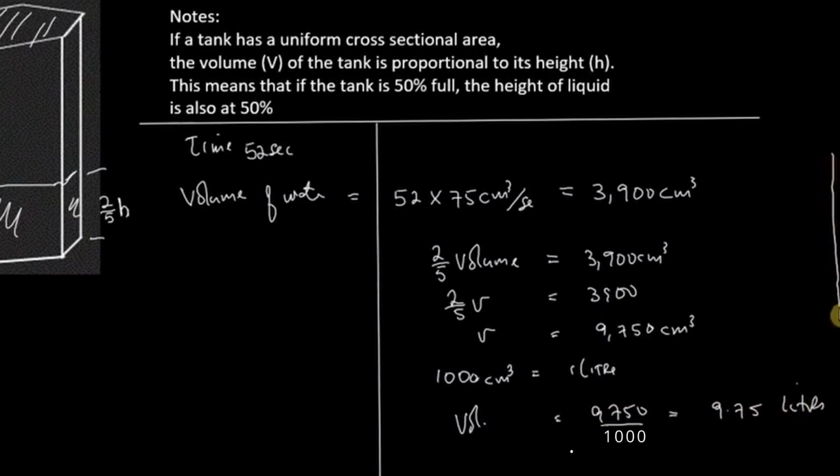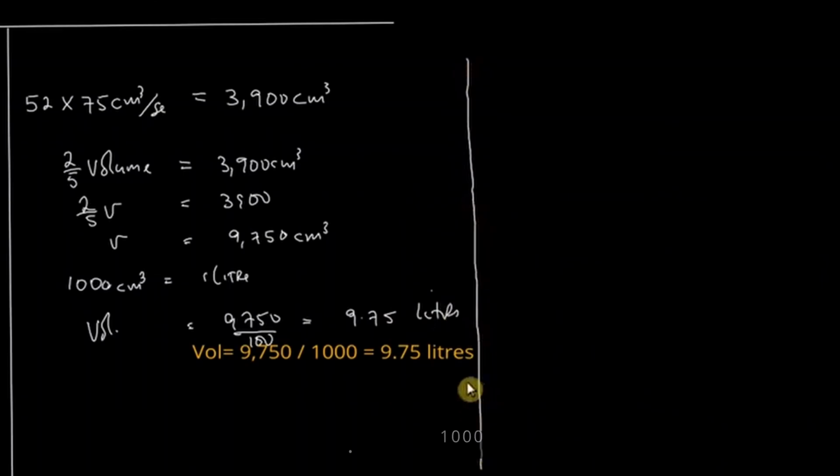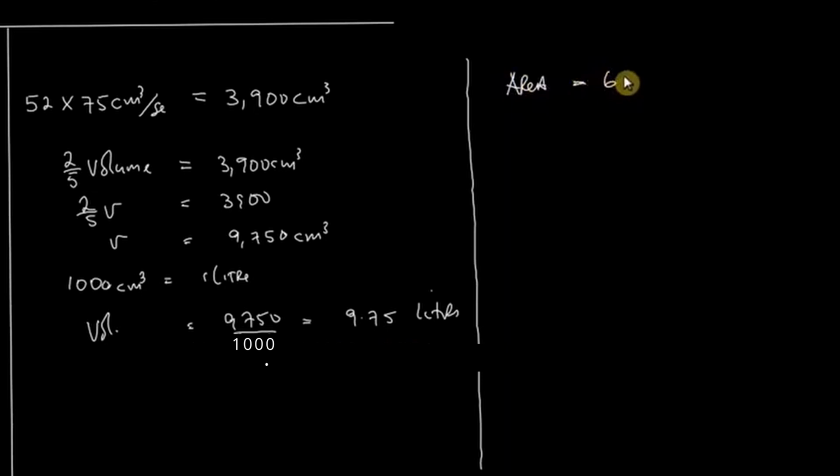So how do we now find the height of the tank? Well, we know that the area of the tank is equal to 65 cm squared, because we're told that the area of this tank is identical to the area of the hexagon found in 5a, which is 65 centimeters squared. Therefore, we can write volume of tank is equal to area times height of tank. We know the area and we know the volume of the tank.